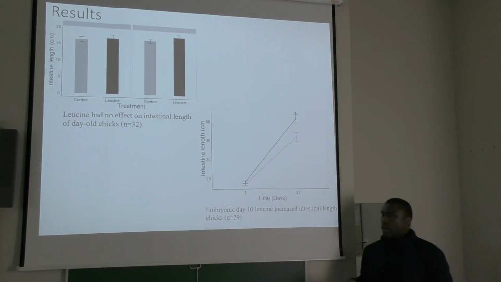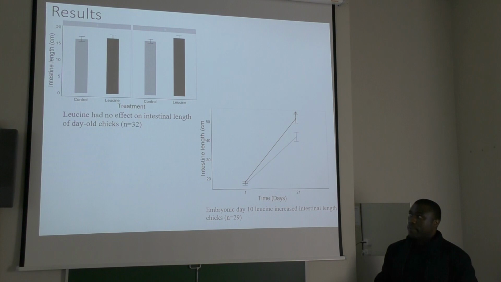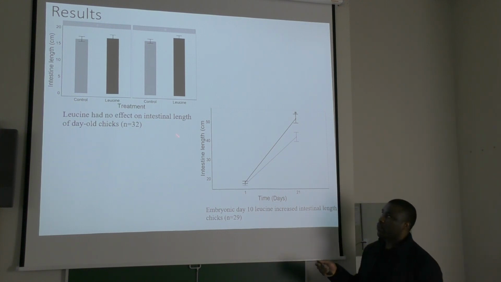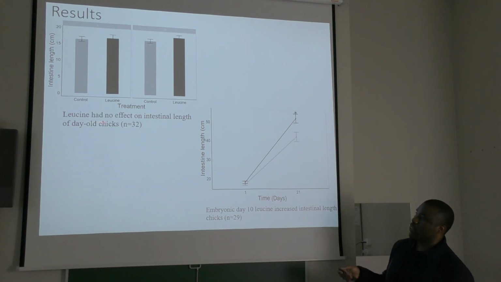And after that, we sacrificed some chicks on day 21, and on day 1, we collected intestine, and we measured what's happened within the intestine. And we found that those chicks that we injected day 10 amino acid, the difference was high compared to non-injected, and there was no difference in day 0 and day 10.